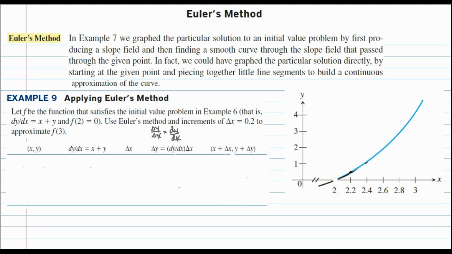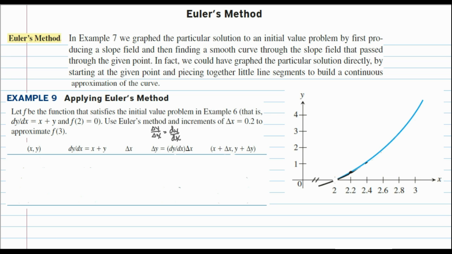So we actually could have graphed the particular solution directly, not by using those little mini tangents, but by starting at a certain point and piecing together little line segments according to those slopes. Similar to what we did with the slope field, but now we could do it point by point. Well, that's what Euler's method is all about.